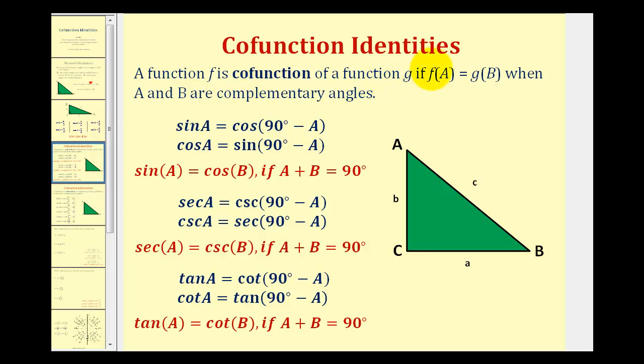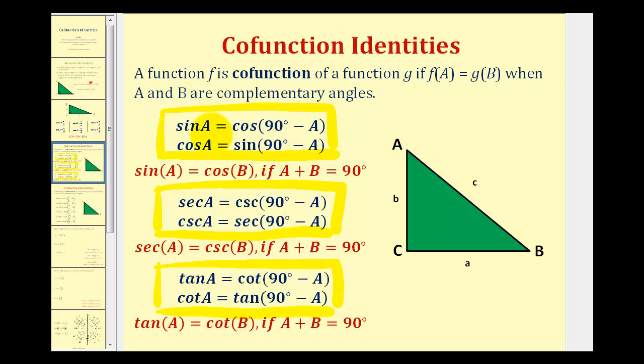So most of the time you'll see cofunction identities given in the form as we see here in blue. First we have the sine of angle A is equal to the cosine of the quantity 90 degrees minus A, and also cosine A equals sine of the quantity 90 degrees minus A. What this identity is trying to tell us is that these two trig functions are equal as long as the angles are complementary. Angle A and the angle that measures 90 degrees minus A are complementary angles.